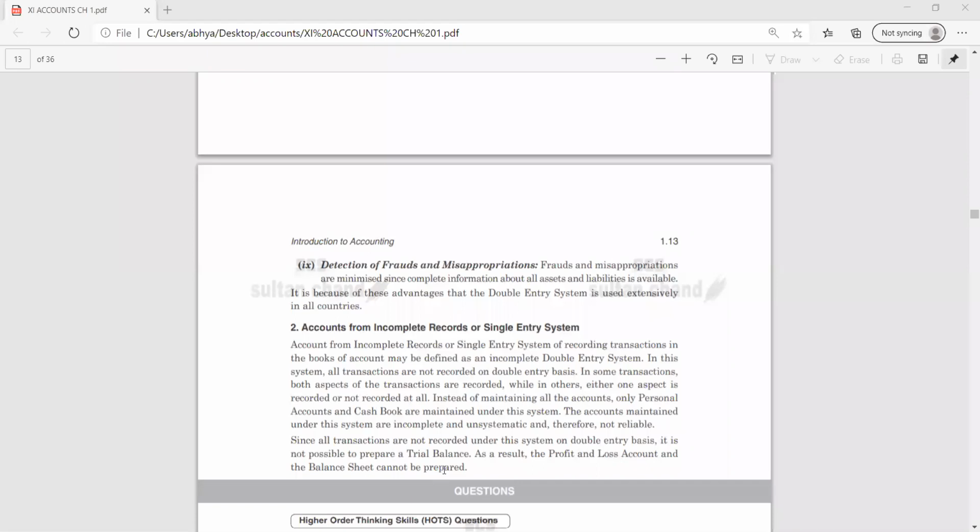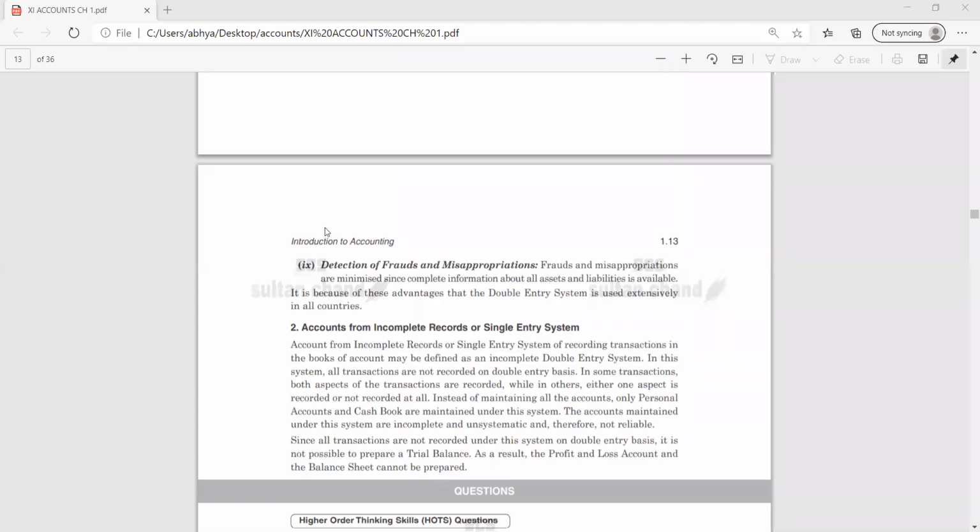So how are the profits ascertained? Only with the help of the formula which we have done in the accounting equation: closing capital minus opening capital will be the profit. Further, this formula will be elaborated for adjusting drawings and additional capital. So the chapter here ends.